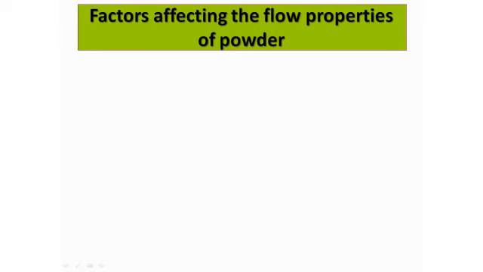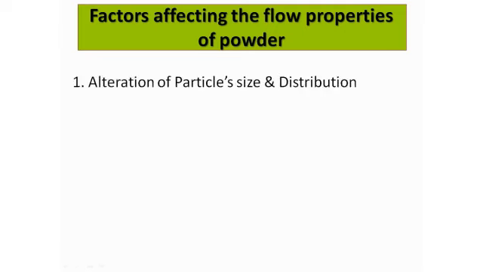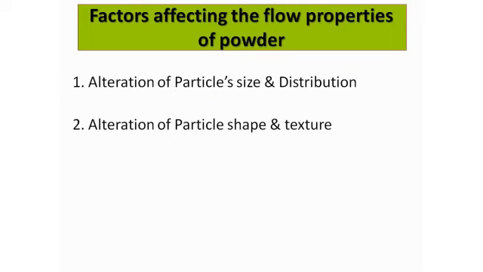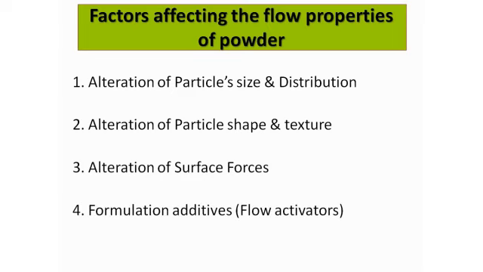So now the factors which affect the flow properties of the powder. As I already told you, number one factor is the alteration of particle size as well as their distribution. It will affect the flow property of the powder. Number two is the alteration of the particle shape and its texture. It will affect the flow property. Number three, alteration of the surface forces. And number four, the formulation additive. So these things we are going to discuss now, right?